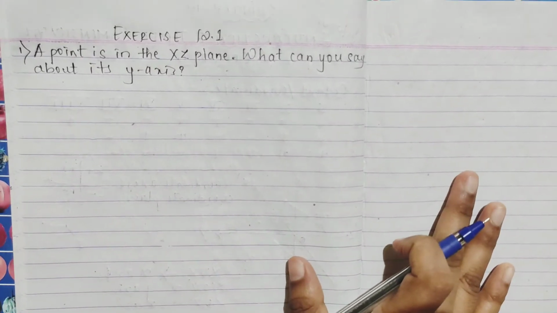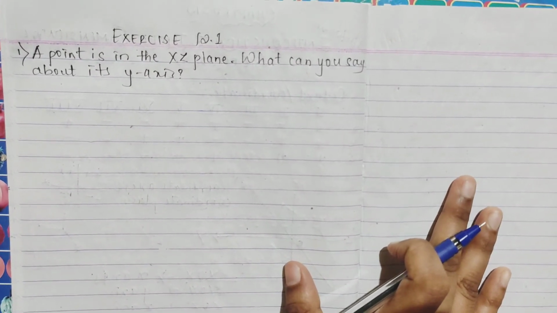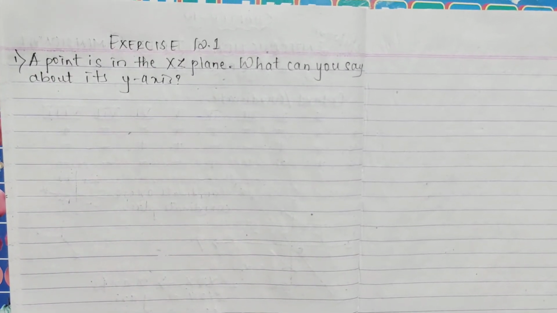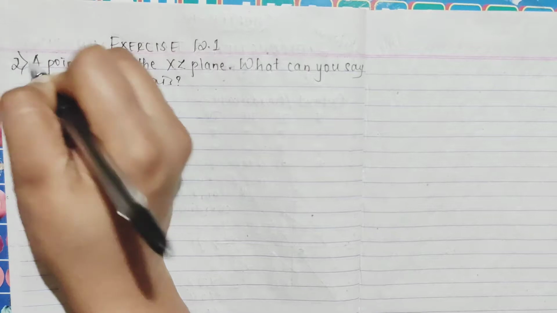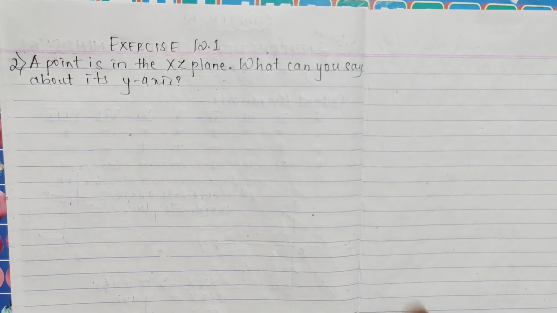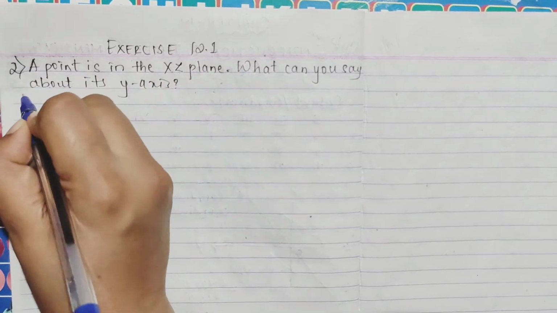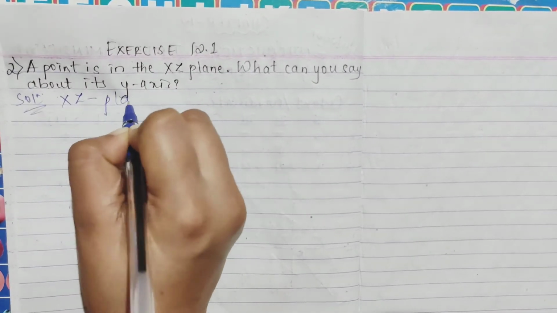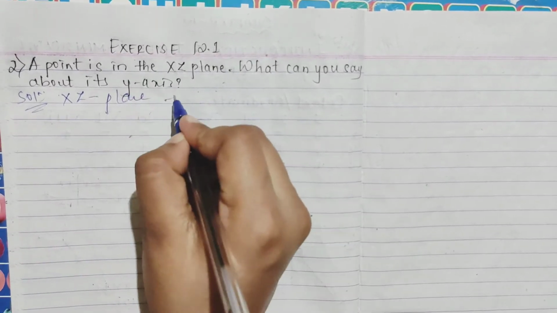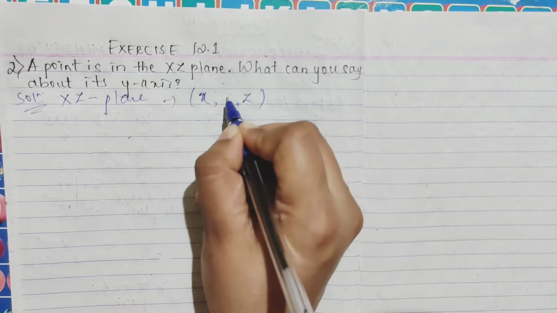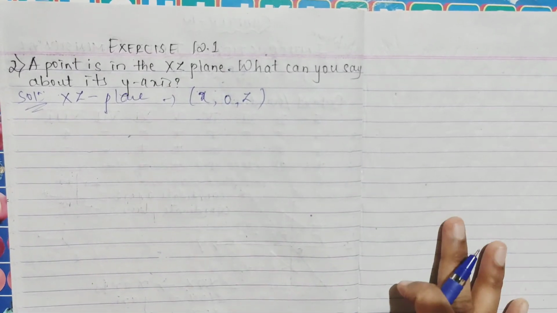So exercise 12.1 is very easy, just basic what I taught you. See, first it is the second question actually. A point is in the XZ plane. What can you say about its y coordinate? So it is the XZ plane, which means the values of x and z will be there. So the y coordinate will be 0, right? Just now I explained to you.